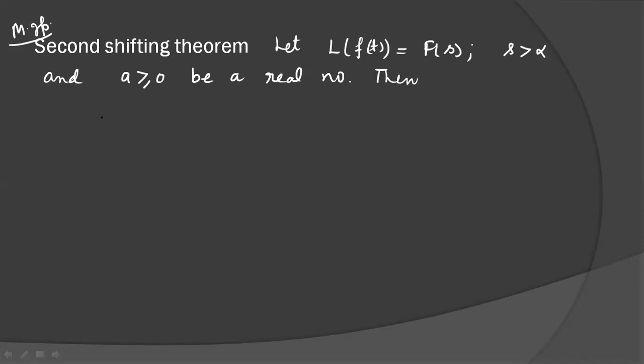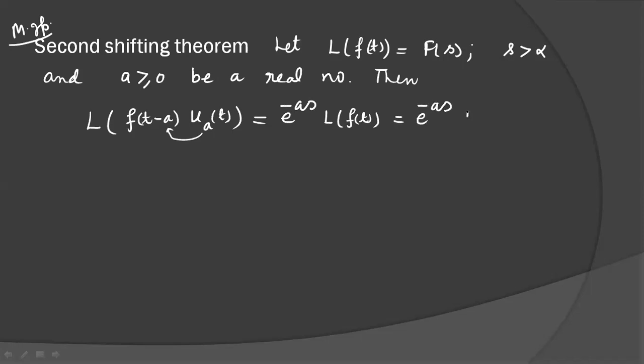Then Laplace of f(t minus a) u_a(t), where u_a(t) is a unit step function which has discontinuity at t equal to a. According to the discontinuity, we have shifted here, f(t minus a), is equal to e to the power minus as times Laplace of f(t). See, this is f(t minus a), but this is f(t). Or you can write e to the power minus as into F(s) because I am taking Laplace of f(t) as F(s). What is the proof of this result? Let's see the proof.